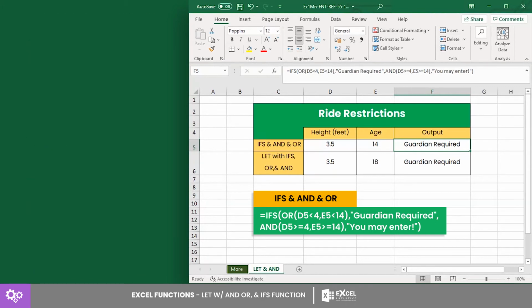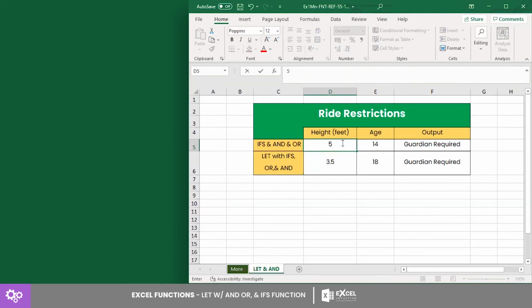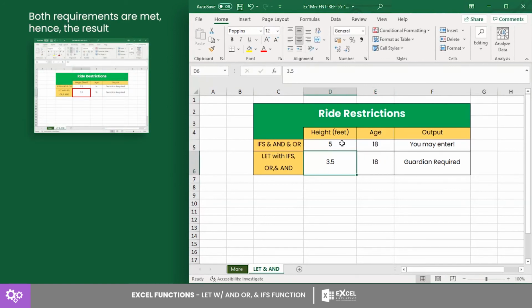Thus, the IFS has two logical tests. The first test uses the OR function, and it checks if any of the two requirements are met. In the example where we keyed in 3.5 as the height, the counter returned "guardian required" since only one condition is met. Meanwhile, the second test uses the AND function, and it checks if both requirements are met. Thus, when height is 5 and the age is 18, the counter returns "you may enter."